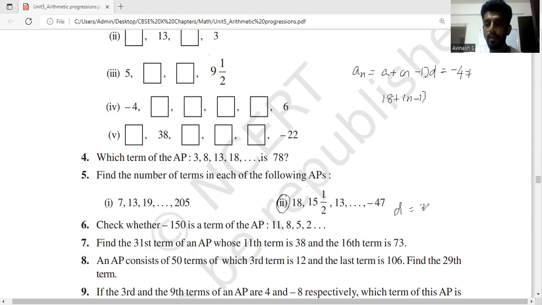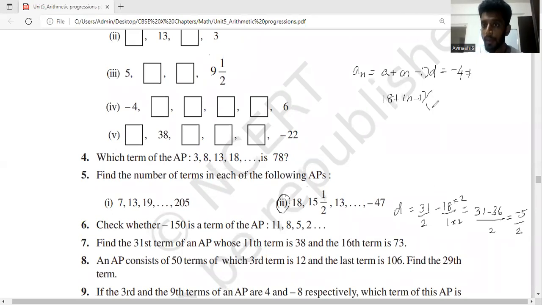So common difference will be 31 by 2 minus 18. So how did I get 31 by 2? This mixed fraction should be converted to normal one. So you multiply and then you add. So you get 31 by 2. And then you subtract it from the previous term. Here we have to take the LCM. We cannot directly subtract 31 and 18. So LCM is into 2 and into 2. So you get 31 minus 36 by 2. So this will be minus 5 by 2 since 36 is the larger term.